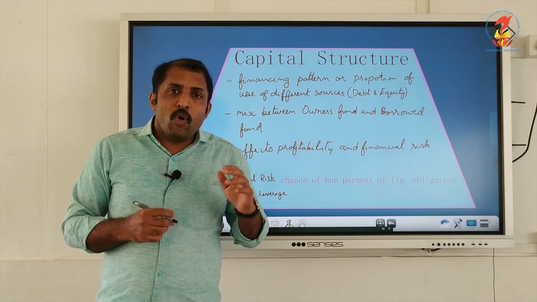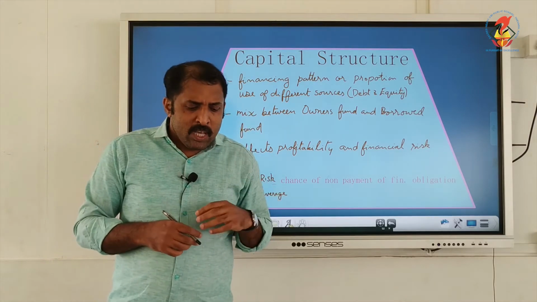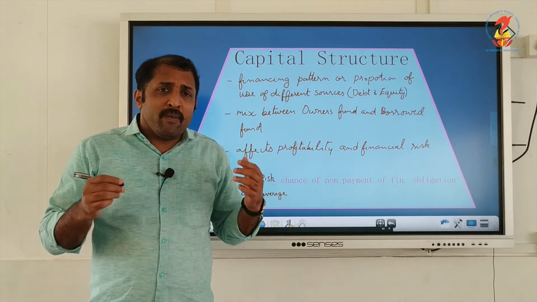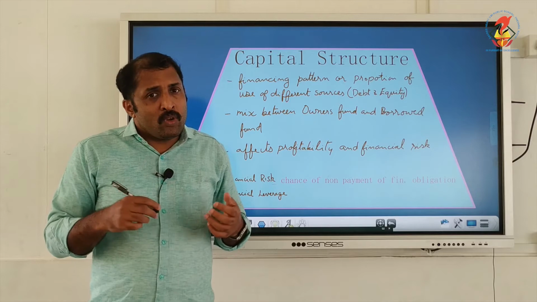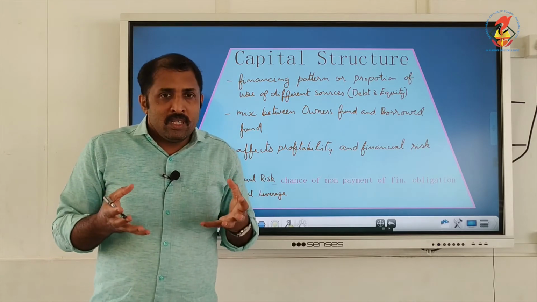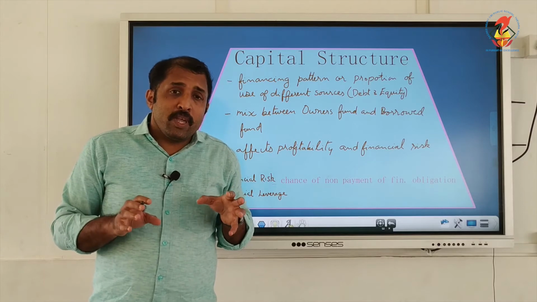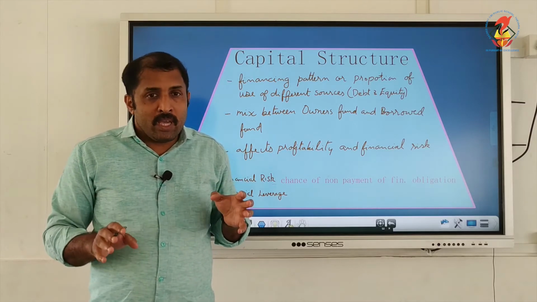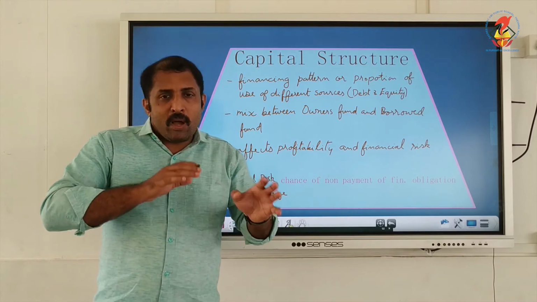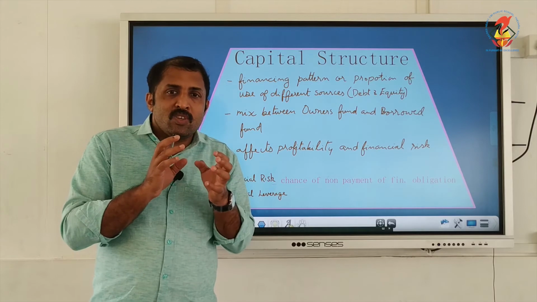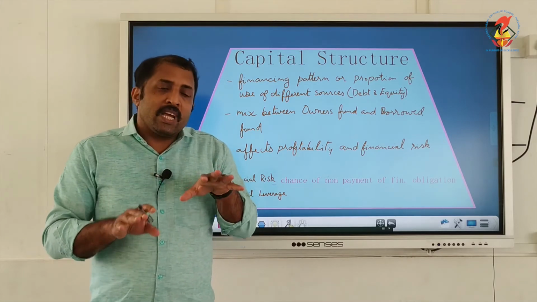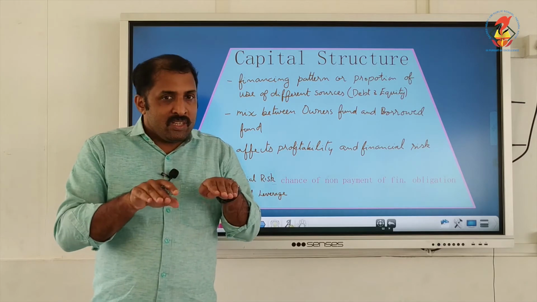When we are going for owners fund, the problem is that we may have to spend more on cost. For the issue of debentures or shares we have to spend a lot of money. Overhead cost will be very high. So there is a problem there also, but still we have to combine them in such a way that it is not affecting much, or these negative effects are balanced.